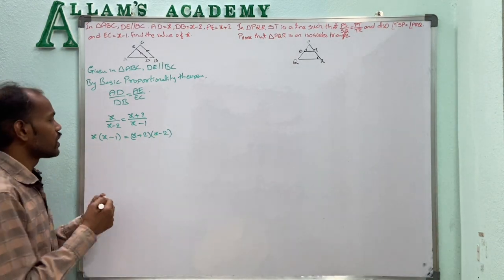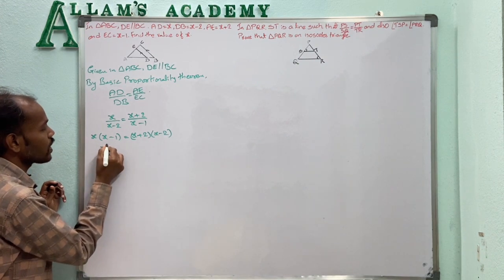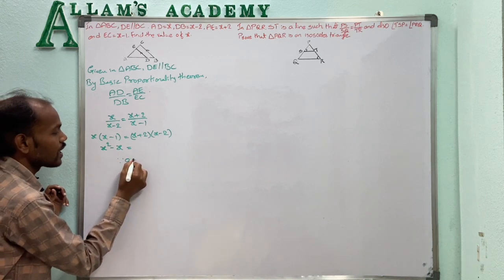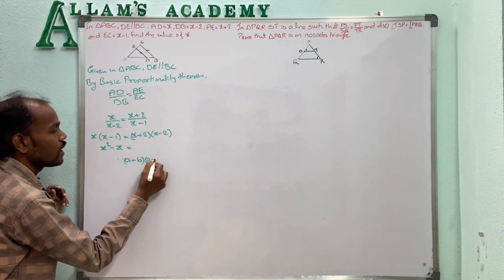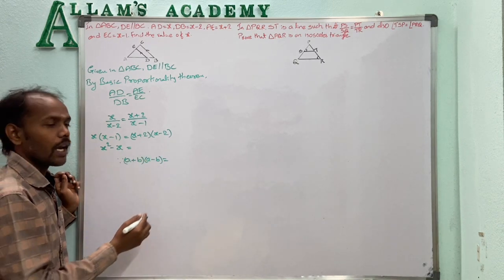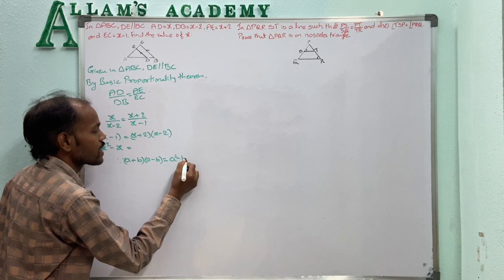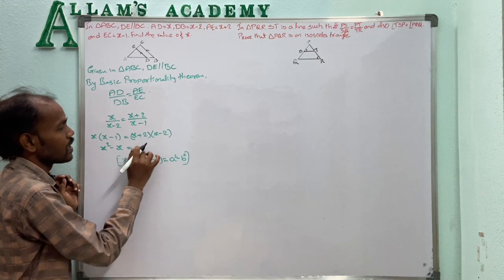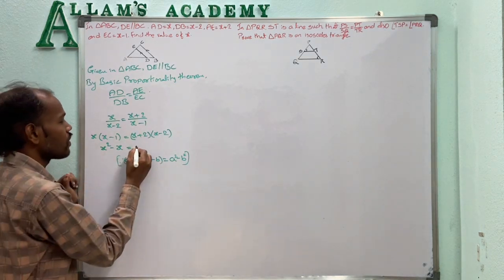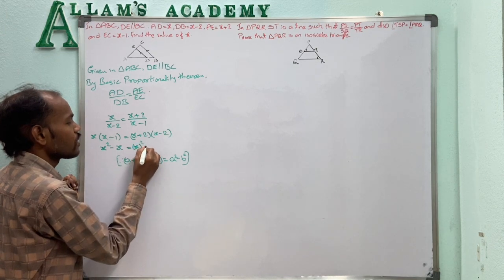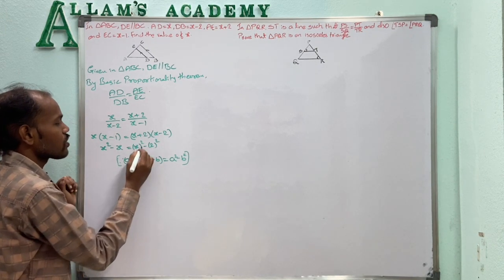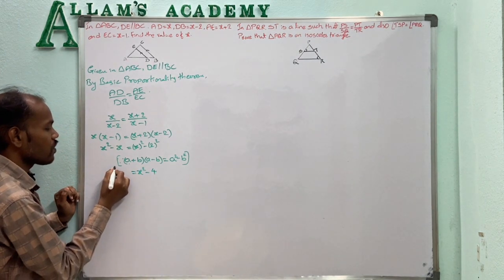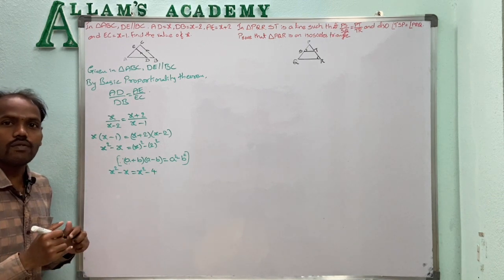Here x multiplied with x minus 1, that is x square minus x, and x plus 2 into x minus 2 is in the form of a plus b into a minus b. A plus b into a minus b equal to a square minus b square. So here a is nothing but x, b is nothing but 2. That means x square minus 2 square. X whole square means x square only. 2 square equal to 4. X square minus x equal to x square minus 4.